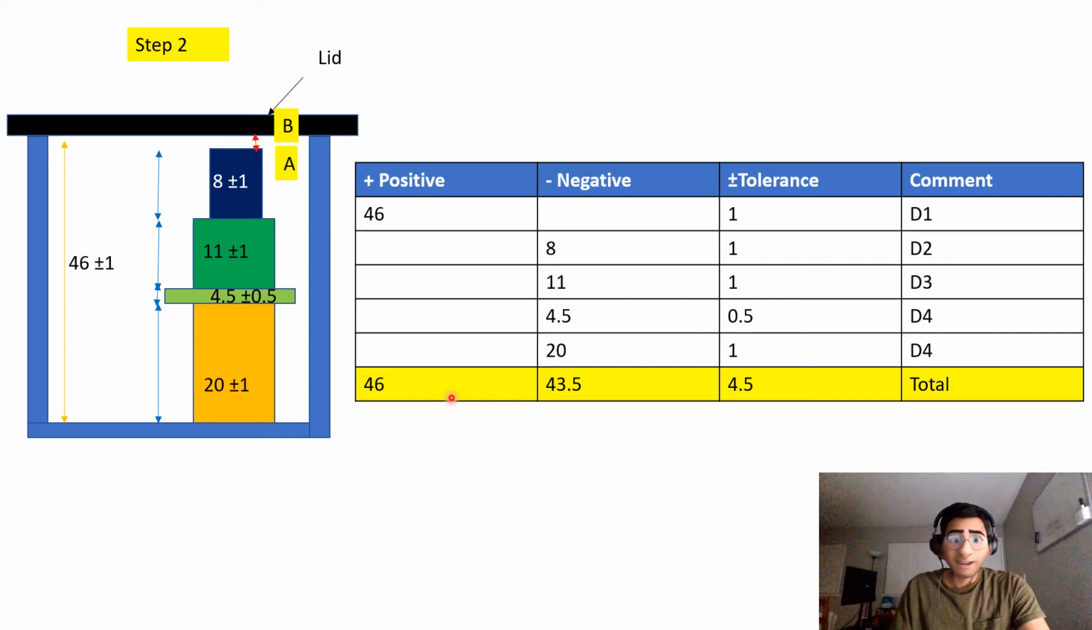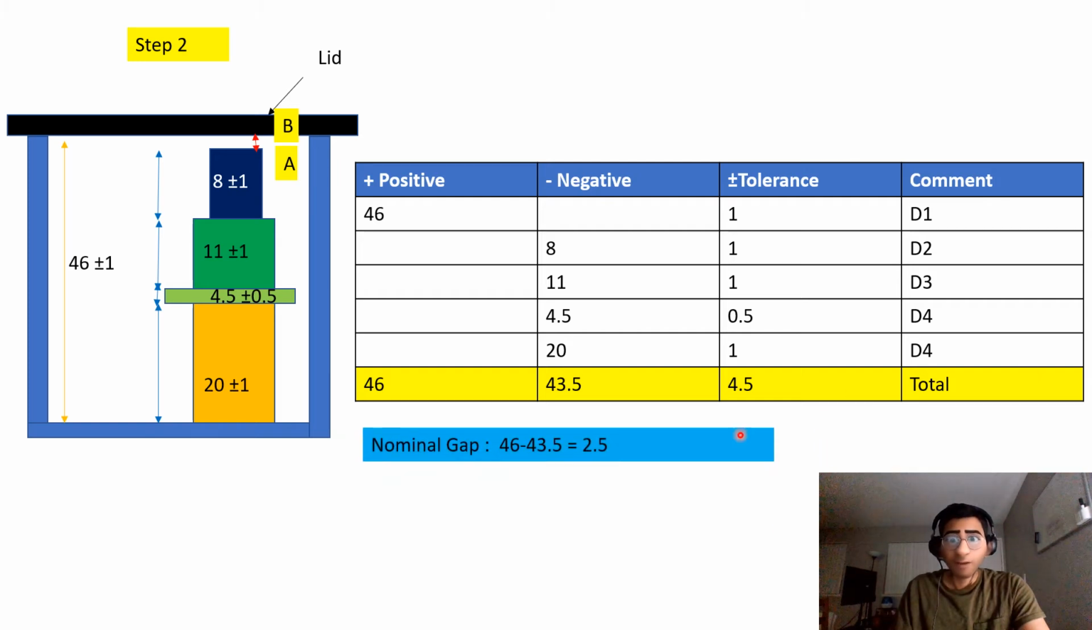The last row is a summation of it. Total positive side is 46, total negative side is the sum of all this, and total tolerance we add up. The key point to note is that we have to start from the same point. So this datum is the same. That's why when we compare it, it makes more sense.